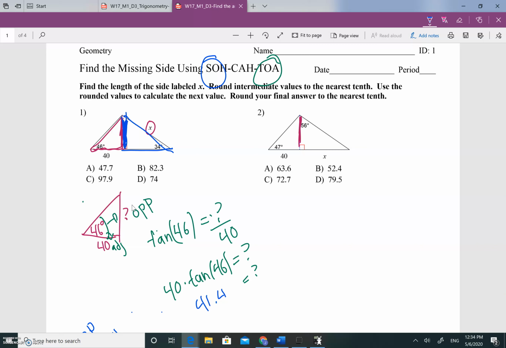Now for the next one. I'm going to help you set up this next one. You might not have them in the same order, but you do have all the same questions. In this question, remember, we're not using the triangle that has the x. We're using the triangle that does not have the x. That's going to be the one on the left. So I have to draw it. This is going to be 47, 40, and this is going to be my question mark. I have to find that one so that I can use it later on to find my x.